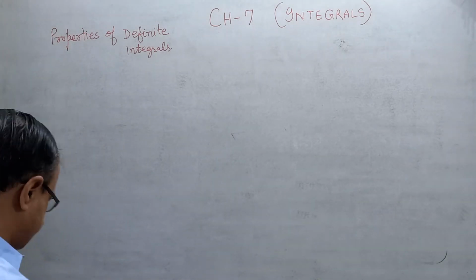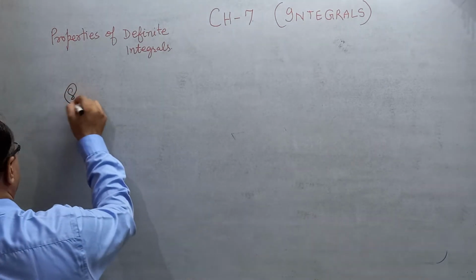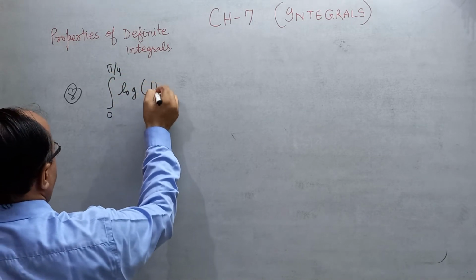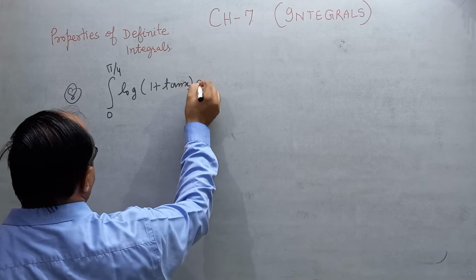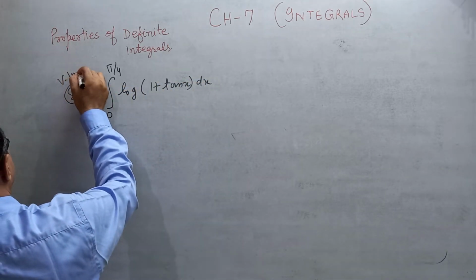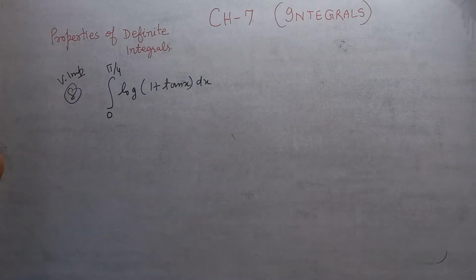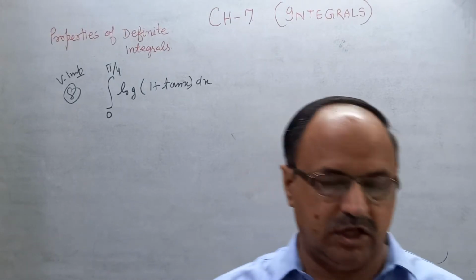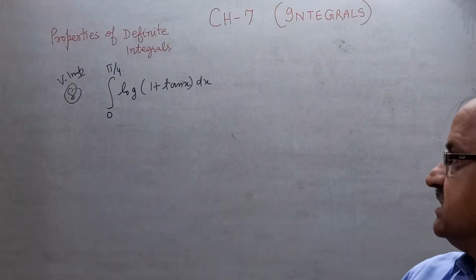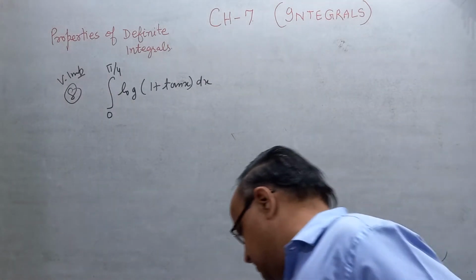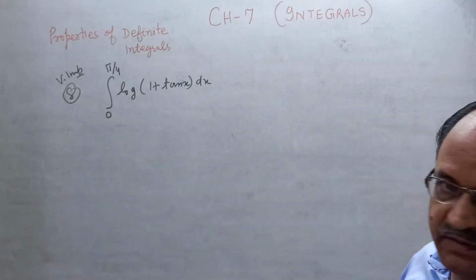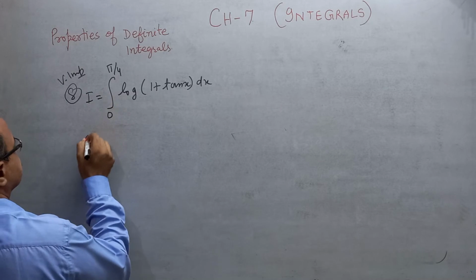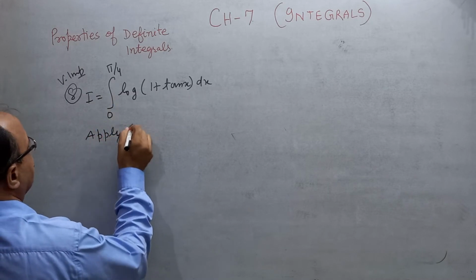Now question number 8. Integration 0 to pi by 4 of log 1 plus tan x dx. Very important question. You know that in this question apply P4.